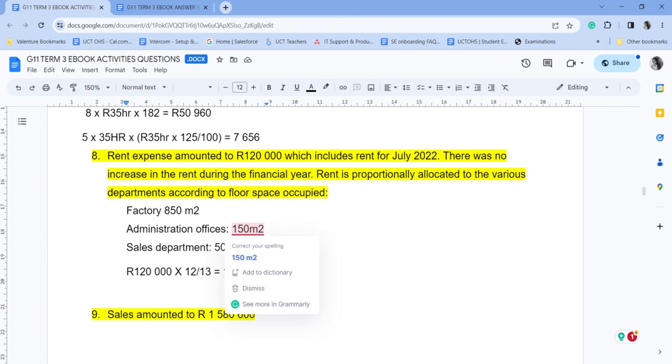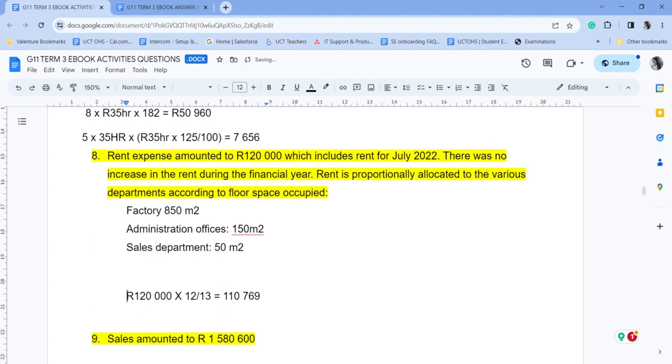Administrative office is 150 meters squared. Sales department is 50 meters squared. So already I should be in a good position to work out how much the floor space is in total. So floor space in total, I can say 850 plus 150 plus 50, and then I should get 1000... so it's 1050 meters squared total. So that's the total sum.